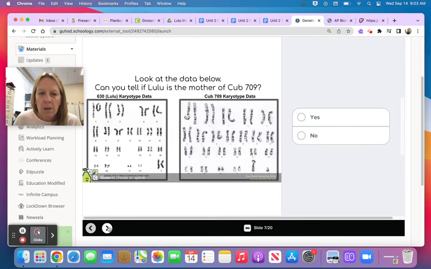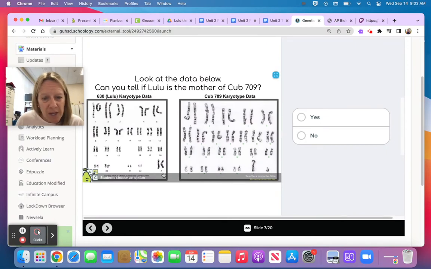So this is a picture. It says that it's lion data, but it's humans because there's 23. But just for example, let's say this were two lions, could this tell you if one was the mother? Could you get that from looking at that? You probably need to know a little more, don't you?